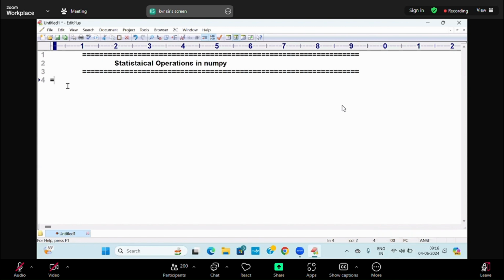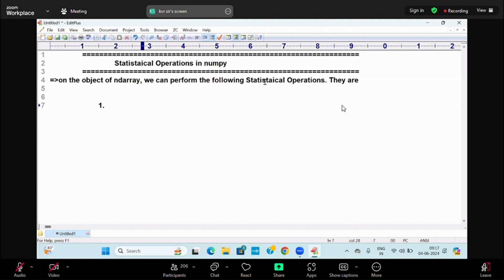So next we'll go for it. On the object of ND array, we can perform the following statistical operations. They are, so one by one I'll go for it. And I'll send the final documentation for you.